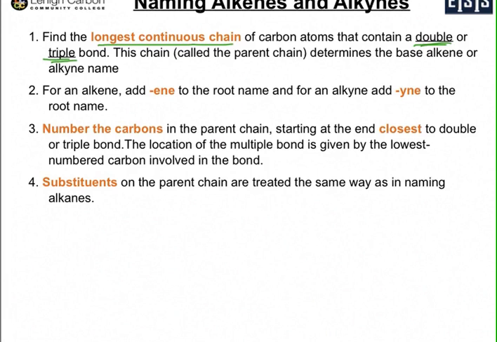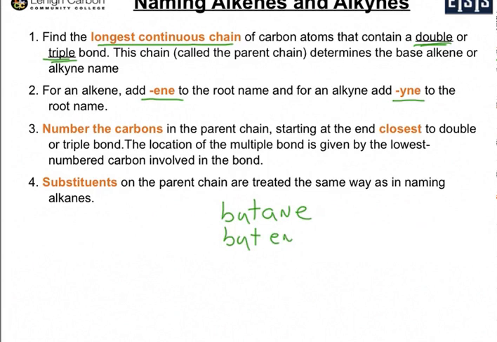Also, because it's in a different family, if that long chain has a double bond in it, you're going to end your parent with an ENE, and if it's a triple bond in that long chain, you're going to end in YNE. So let's use examples: butane for your alkane. If there's a double bond in it, you're just going to do butene, ending in ENE. And if it's a triple bond, you would use YNE as your ending. So that's what Rule 2 introduces.